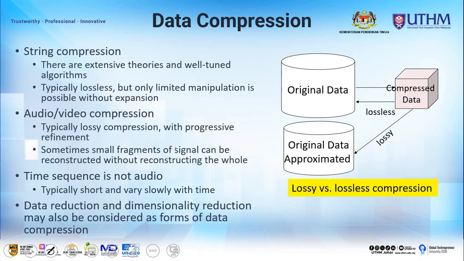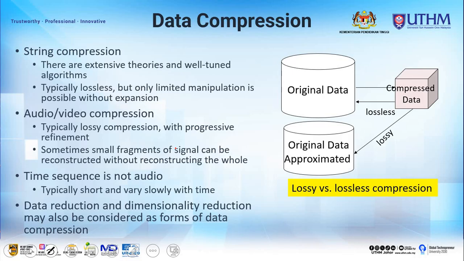Example algorithms like Huffman coding, LZW, Lempel-Ziv, and Deflate are commonly used for string compression in formats such as zip files, gzip, and PNG files. Audio and video compression is also possible, but again typically lossy. When it comes to strings, it's lossless, but when it comes to audio and video, it's lossy. Most video and audio compression algorithms are lossy, meaning some information is discarded during compression, but textual data is not discarded.